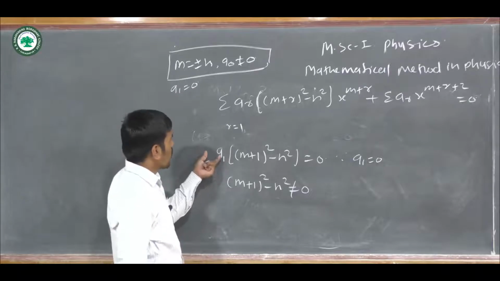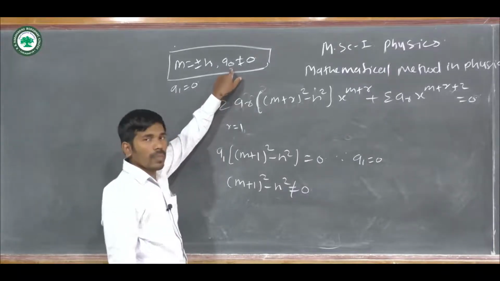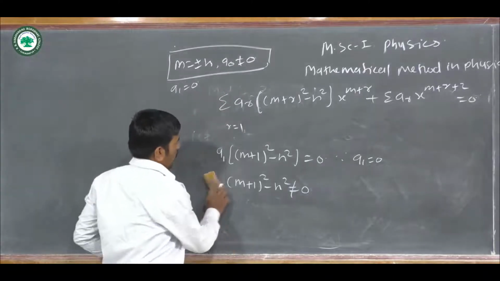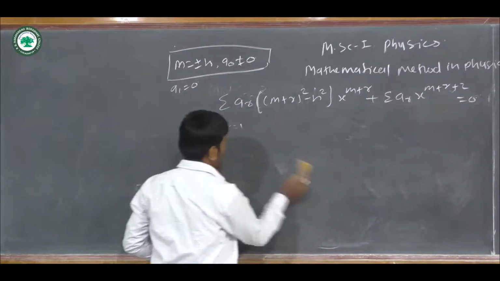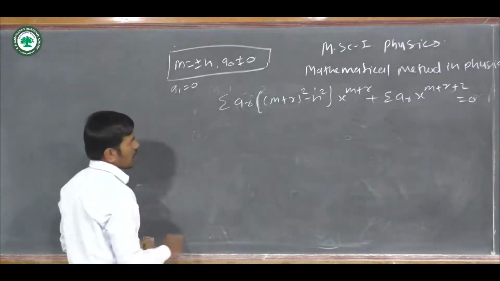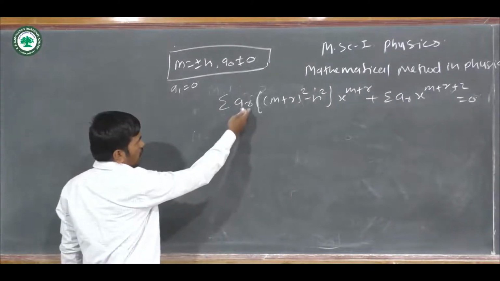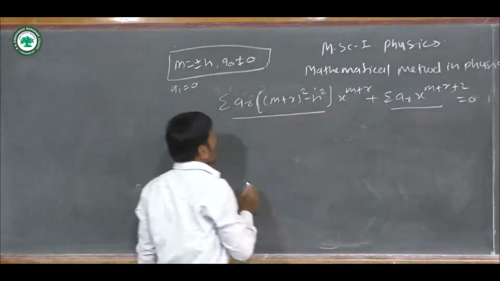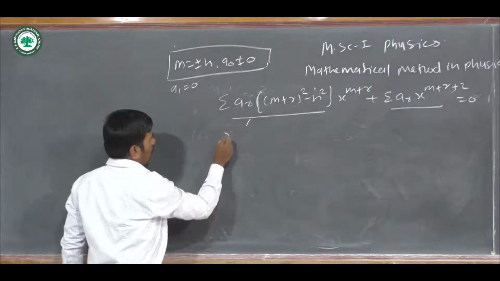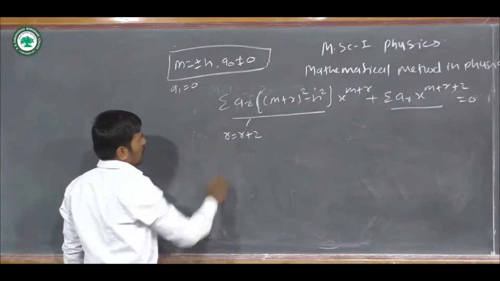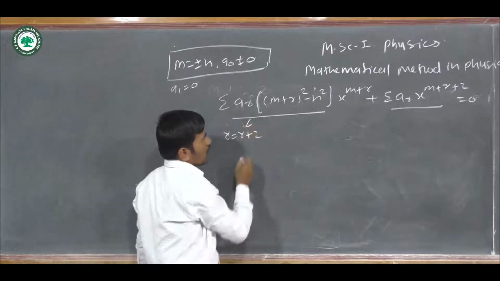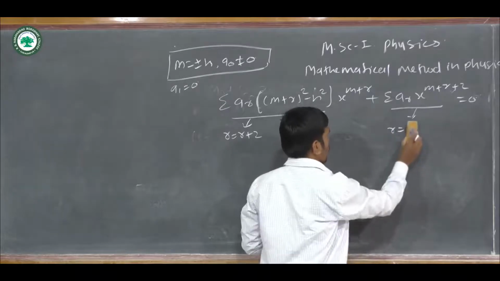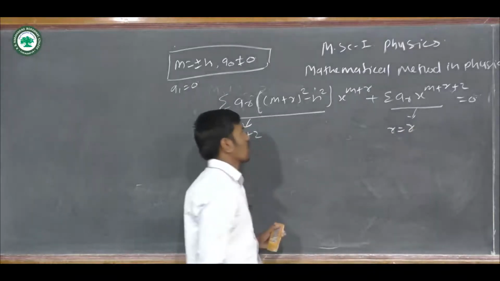Okay, this is the first lowest degree term, for a naught, and this is the next. Okay, so like this, if I want to find the recursion relation, this is the first summation and this is the second summation. Here for the first summation I substitute r equal to r plus 2, and for the second summation I just substitute r equal to r.